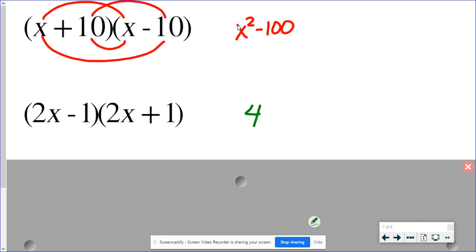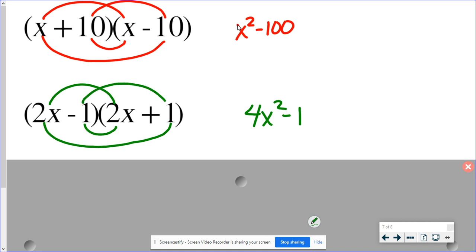This answer is going to be 4x squared minus 1. 2x times 2x is 4x squared. That's a positive 2x and that's a negative 2x. They cancel. Negative 1 times positive 1, negative 1.